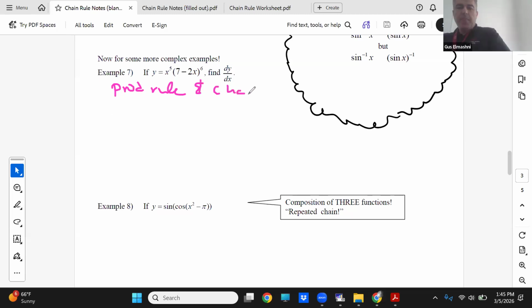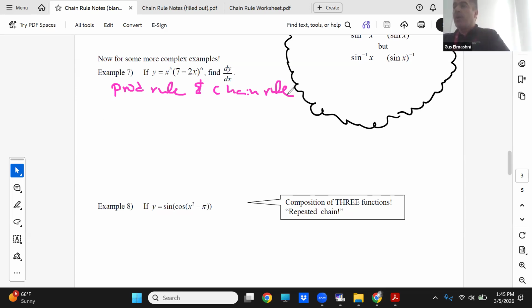Now here's the deal. Can I distribute that x to the 5th right now into 7 minus 2x raised to the 6th power? No. How come you cannot? What fundamental rule from like day 1 of math? PEMDAS. Thank you, Charlie. You can't because of PEMDAS.